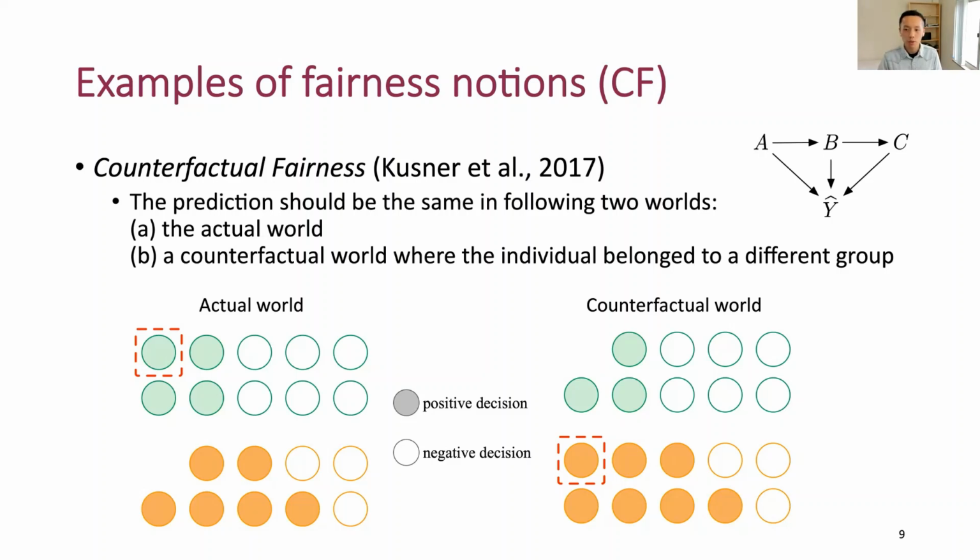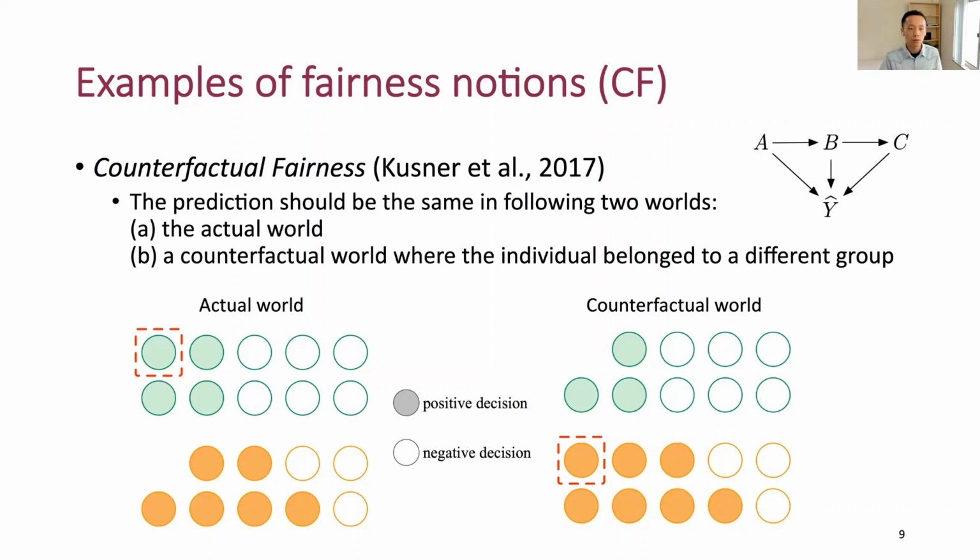In the upper right corner, I have put an example causal graph right over here. Let's say we are considering A, the protected feature, to be sex, male or female, and B would be the height of this specific person, and C would be the position played by this specific player, since this is a basketball player example. And the Y in the data set would be the score obtained by this player, and Y hat is what we are trying to predict.